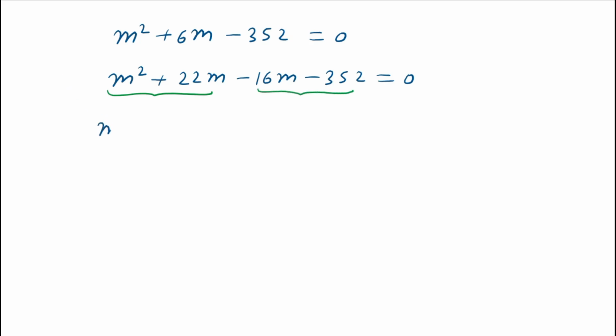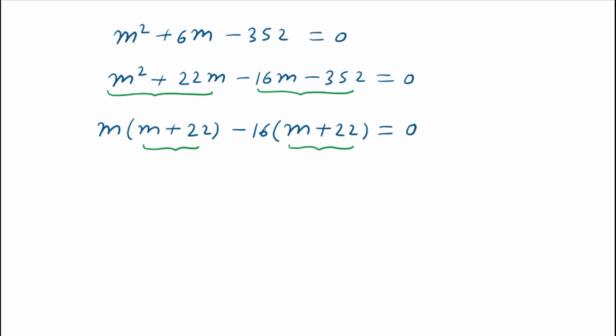If we take common m, then m square divided by m is m, plus 22m divided by m is 22. And if we take common minus 16, minus 16m divided by minus 16 is m, minus 352 divided by minus 16 is plus 22, and this is equal to 0. On the left hand side, m plus 22 is common. If we take common m plus 22, then here you will get m minus 16, and this is equal to 0.